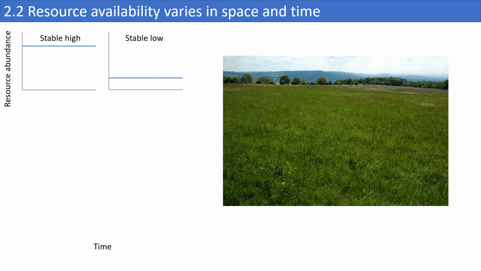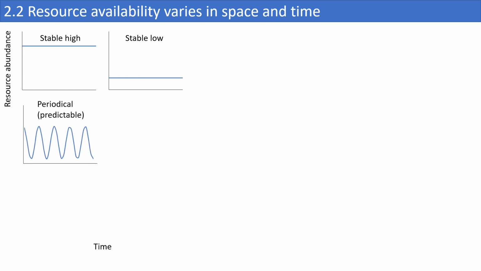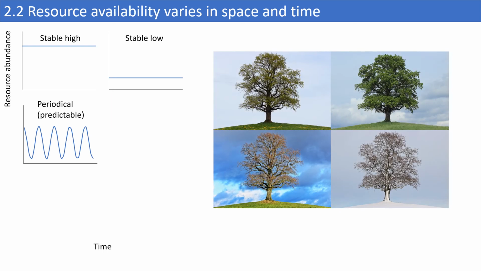In grasslands, a stable high resource would be sunlight, because no plant outshadows the others, whereas space for growth is a stably low resource because the grassland is already densely colonized. Some resources vary in time in a predictable manner, and these are called periodical resources. Such is the case of resources linked to season, which periodically repeat every year.